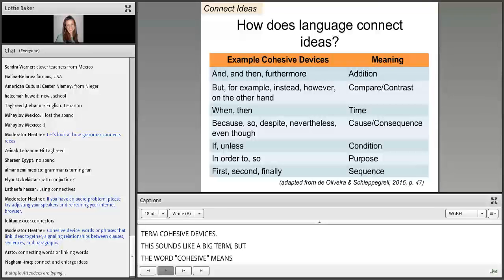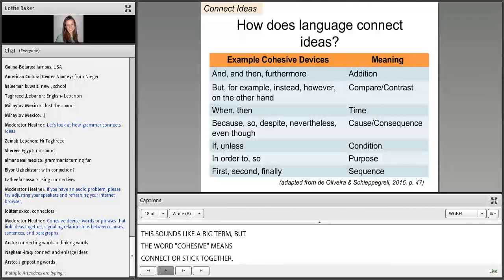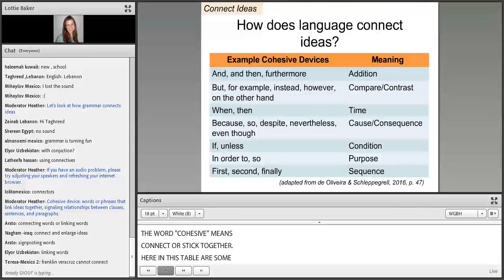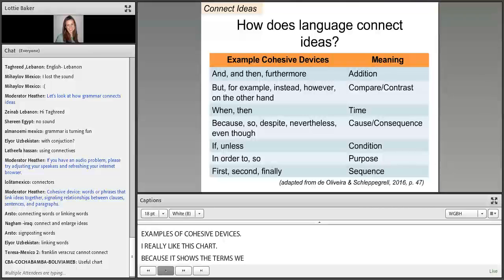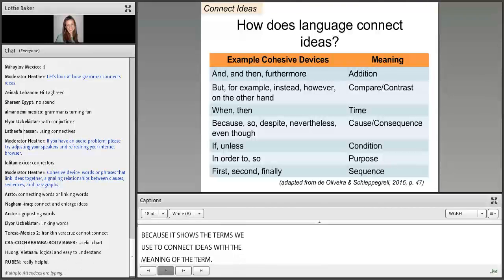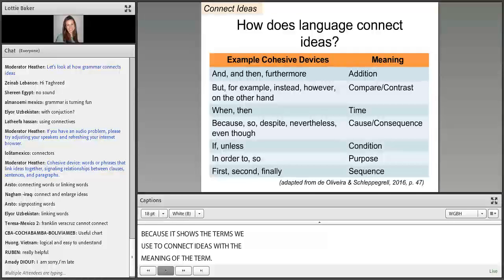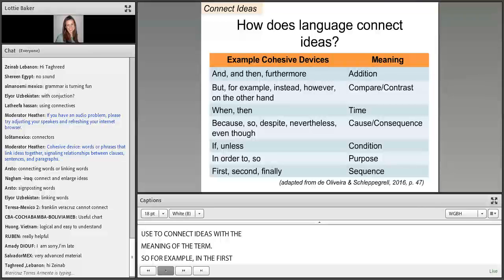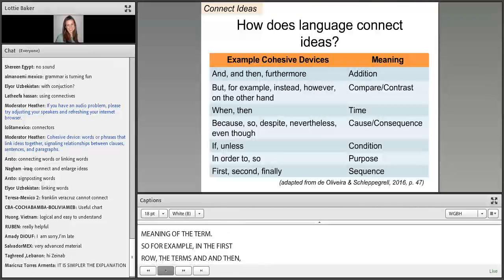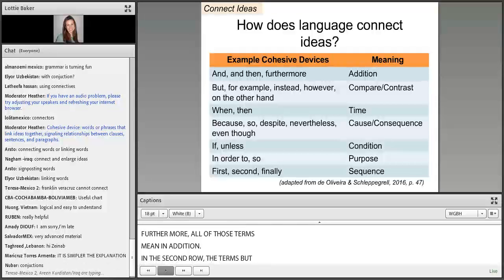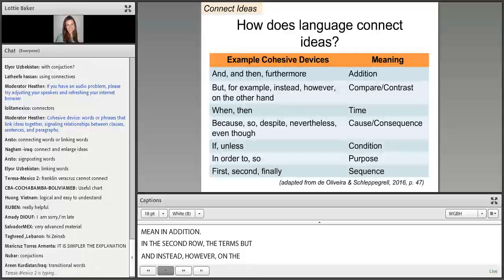Here in this table are some examples of cohesive devices. I really like this chart because it shows the terms we use to connect ideas with the meanings of the term. So for example, in the first row, the terms and then, furthermore, all of those terms mean in addition. In the second row, the terms but, instead, however, on the other hand, these are words that we use to contrast or to compare and contrast, and so on.